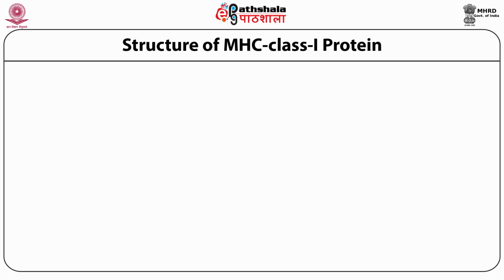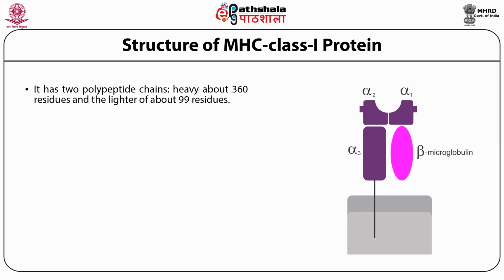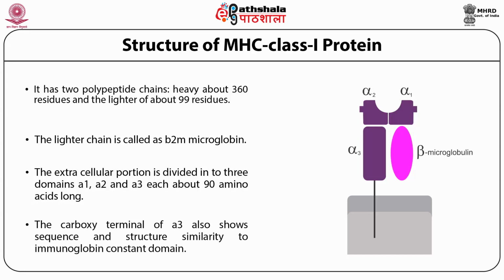Let us see the structure of MHC class 1 protein. It has 2 polypeptide chains, a heavy chain of about 360 residues and a lighter chain of about 99 residues. The lighter chain is called beta-2 microglobulin. The extracellular portion is divided into 3 domains: alpha 1, alpha 2, alpha 3, about 90 amino acids long. The carboxyl terminal of alpha 3 also shows sequence and structure similar to immunoglobulin.